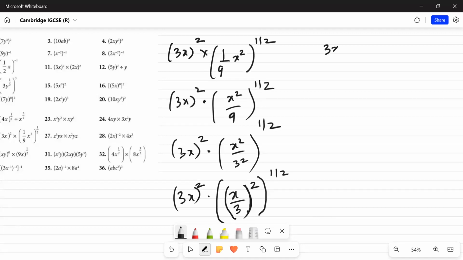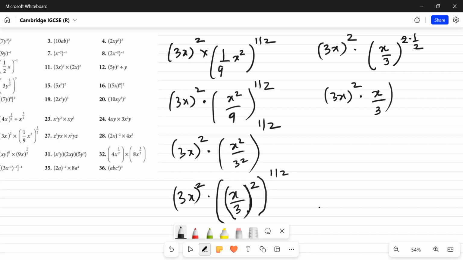Now (3x) the whole square multiplied by, this will become (x upon 3) square raised to 1 upon 2. So (3x) the whole square multiplied by, the 2 gets cancelled. What is left? x upon 3. Now let me open this bracket. So this can be written as 3x into 3x into x upon 3. 3 and 3 get cancelled. What is left? That's my answer. Okay. And this is your question number 26.